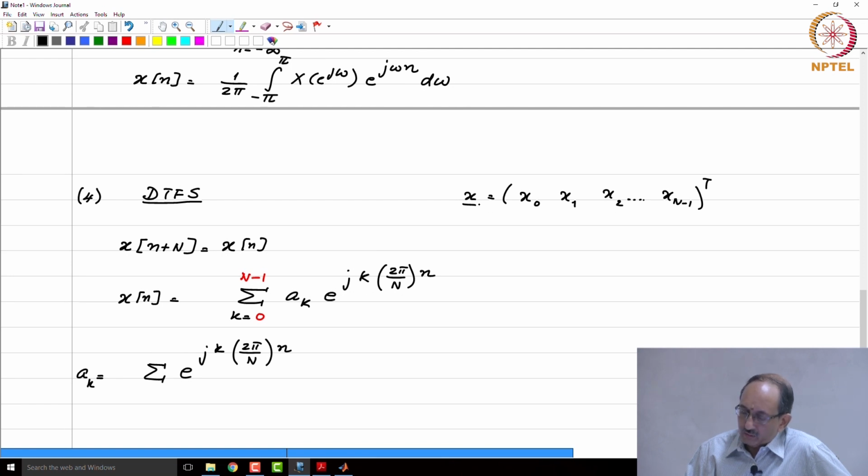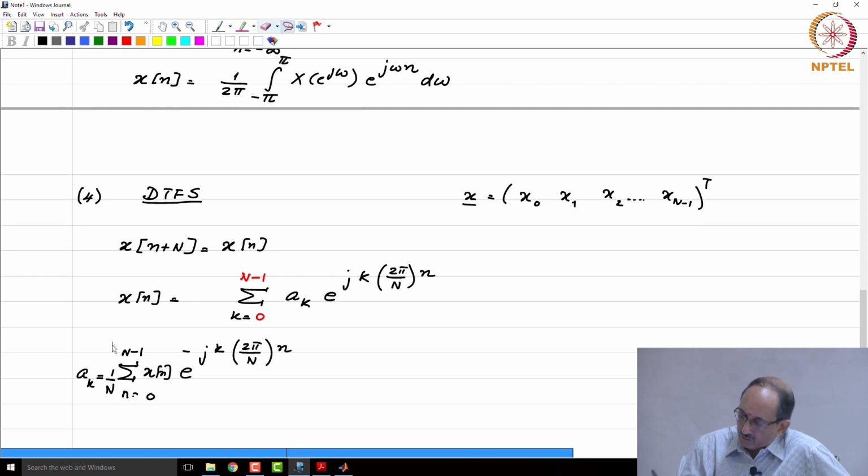Similarly, your e to the j k omega naught n also can be thought of as a vector, and to find the component you need to take the inner product, right. When you take the inner product, really it is not x of n times y of n summed up over all n; the inner product in general is x of n times y star of n summed up over all n, that is the general case. Therefore, I sum this up, n going from 0 to N minus 1, and you can have this factor 1 over N.